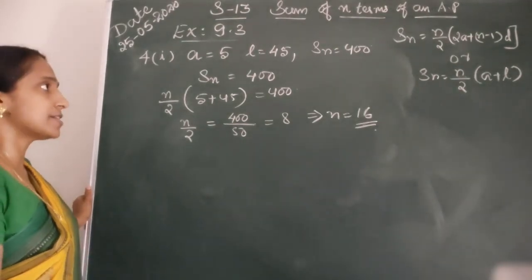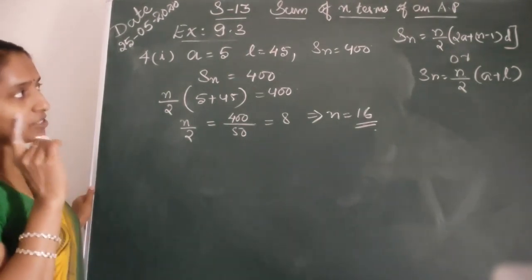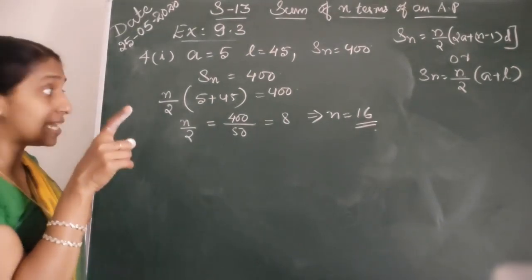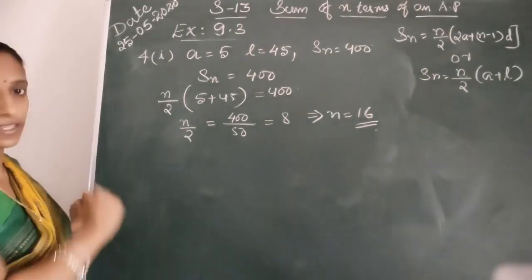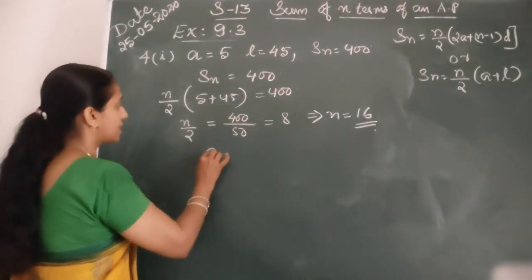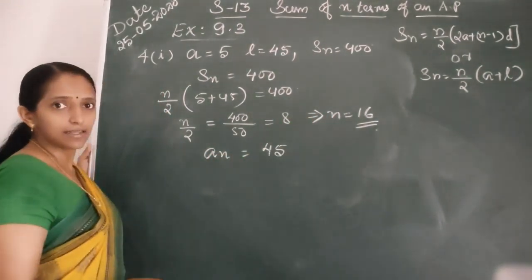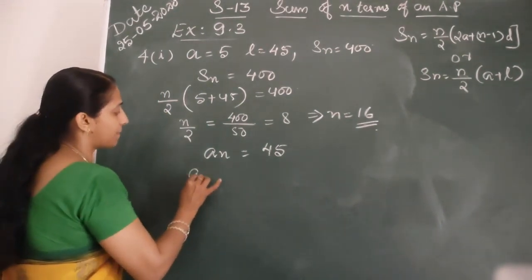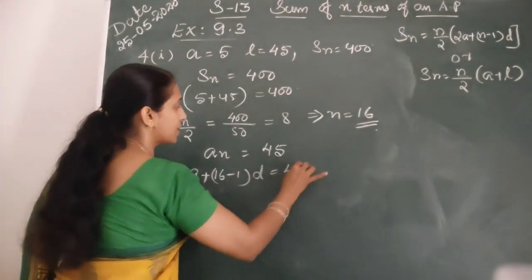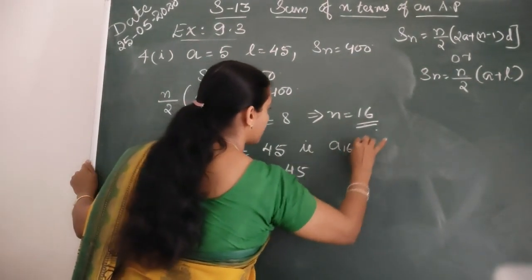So if we got n, you are having again two formulas. You are having another formula, the last term, an. an is given as 45, means you can substitute there. an is given as 45 and we got n as 16. So a plus 16 minus 1 into d is equal to 45. a16 is 45.